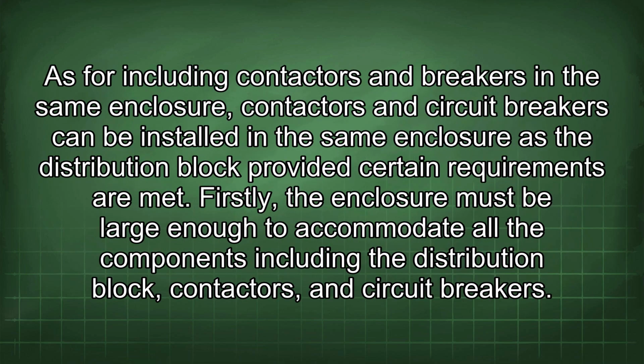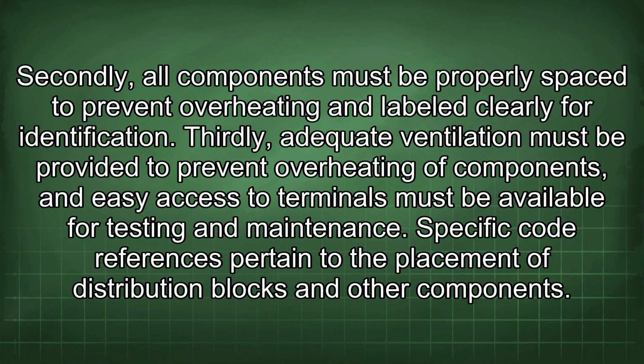As for including contactors and breakers in the same enclosure, contactors and circuit breakers can be installed in the same enclosure as the distribution block provided certain requirements are met. Firstly, the enclosure must be large enough to accommodate all the components including the distribution block, contactors, and circuit breakers. Secondly, all components must be properly spaced to prevent overheating and labeled clearly for identification. Thirdly, adequate ventilation must be provided to prevent overheating of components, and easy access to terminals must be available for testing and maintenance. Specific code references pertain to the placement of distribution blocks and other components.